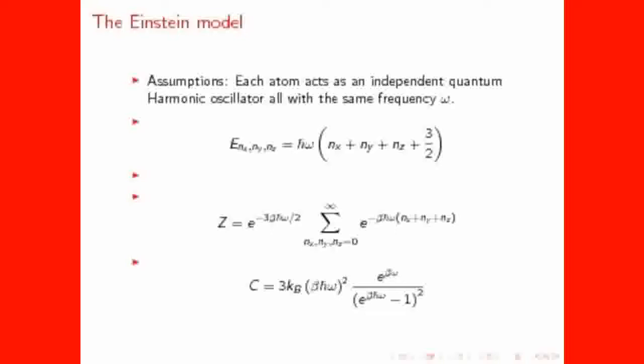The next model we can look at is called the Einstein model. Here we make the assumption that each atom can be treated as an independent quantum harmonic oscillator, all with the same frequency omega. Following this through gives us a rather complicated looking form of heat capacity. This holds well in the high temperature limit, but decreases exponentially at low temperature. It should in fact decrease like T cubed.